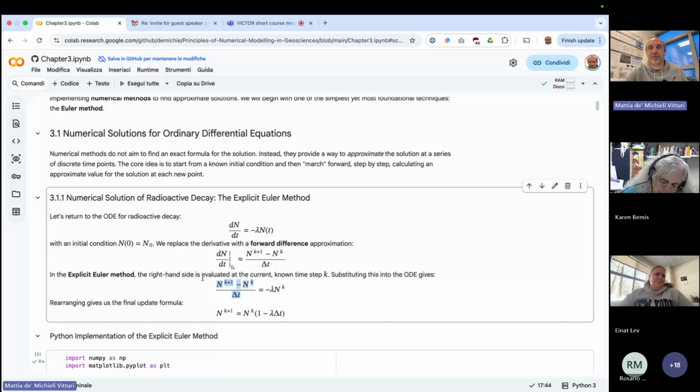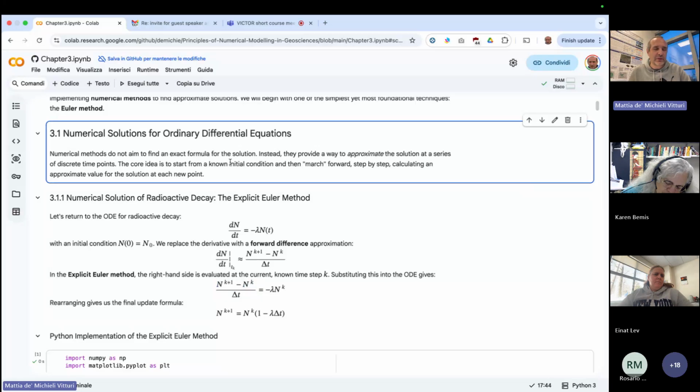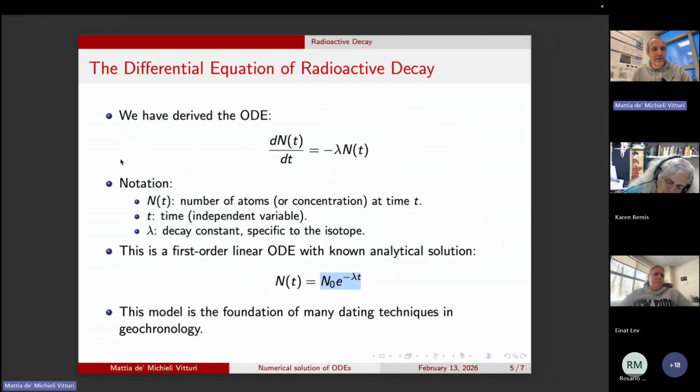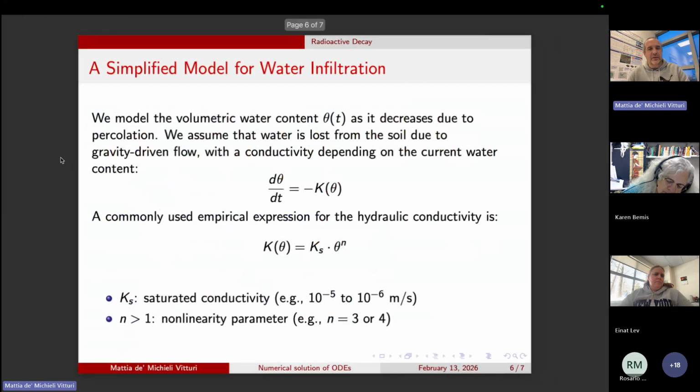Maybe if implicit is always better, we could always use the implicit scheme. So let's try to understand why sometimes we have to use the explicit scheme. And we will understand that by looking at another ordinary differential equation. In this case, we look at an equation that tries to model the volumetric water content in a layer of soil as it decreases due to percolation.